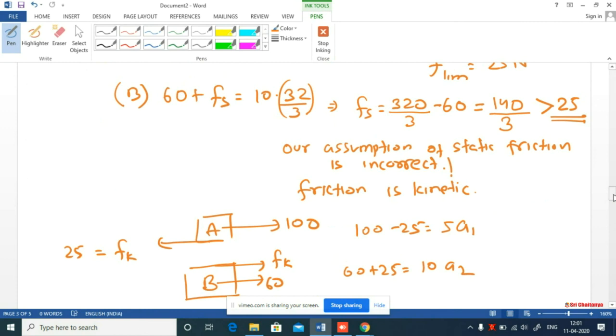If it comes out to be less than the limiting friction, our assumption is obviously correct, right? The friction is indeed static. If it comes out to be more than limiting friction, it means our assumption is false. The friction is kinetic. Once friction is kinetic, you know the value of friction, you know the forces, you can go ahead and find the acceleration. So this would be the process.